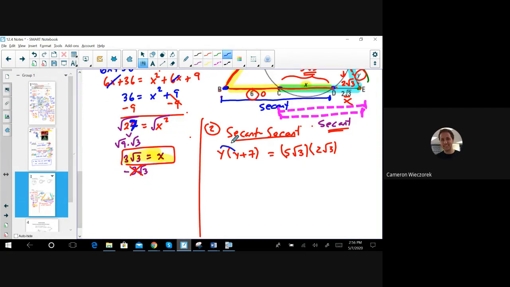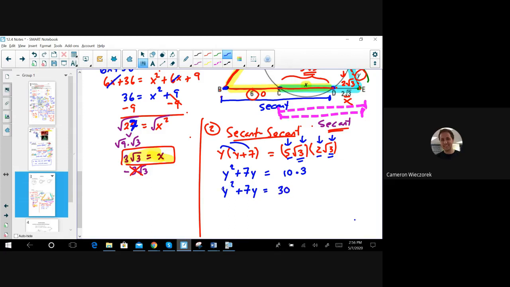So this side, we get y squared plus 7y. And on this side, when you multiply the rads, you just multiply the outside numbers, and then you multiply the inside ones together. 5 times 2 would be 10. Rad 3 times rad 3 is just normal 3. So 10 times 3. y squared plus 7y equals 30.